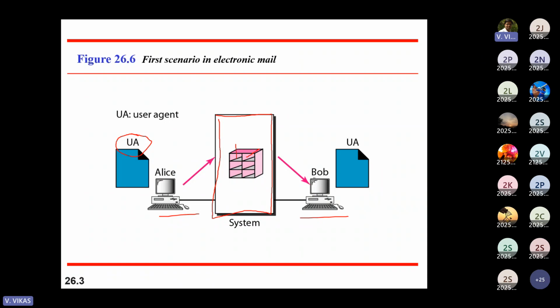So whenever Alice wants to send a message to Bob, she decides to run a user agent. That's a program which is especially designed to create the particular message and store it in Bob's mailbox. The message will have different things that we will see shortly, like the sender's email ID and the receiver's email ID. All those things will be there in that one.